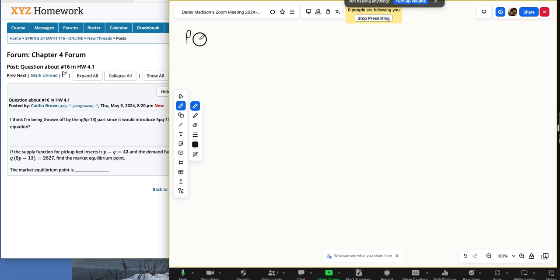We have P. I'm going to write my Q as a capital Q, just for the bit of dyslexia that I have. I don't do well with lowercase q's. And so here is Q, and then 5P minus 13 equals big number. So yeah, if we distribute that, that makes it worse.